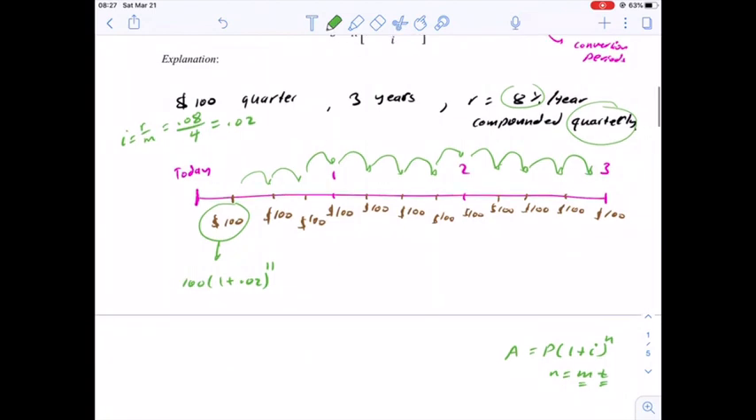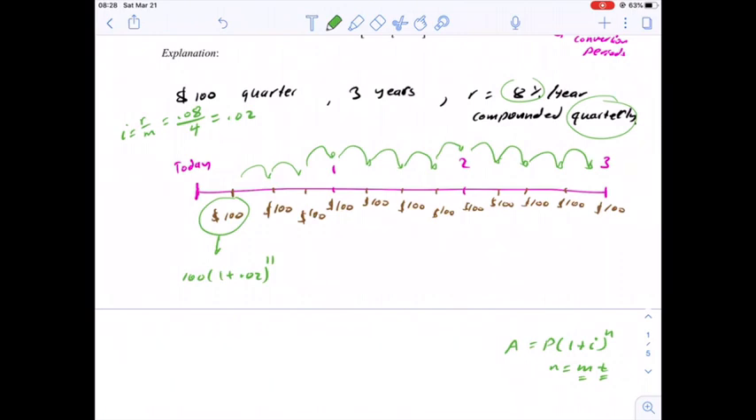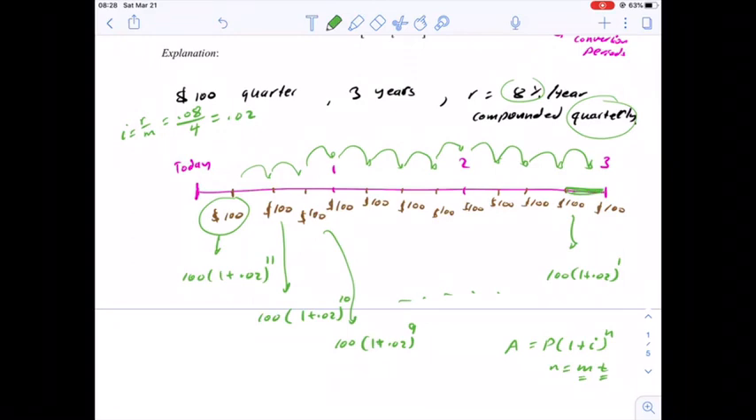So 11 terms. And for the second one, for 100, we have 100 times 1 plus 0.02, but we have 10 periods. For the third one, we have 100 times 1 plus 0.02, and you have 9 periods, and so on. This one has 100 times 1 plus 0.02, and just one period, one term, and the last one doesn't have any term. So at the end of the last term, you just pay 100 and that's it. So we can write 100 times 1 plus 0.02 raised to power 0, because this raised to power 0 is equal to 1, and that means we got 100.